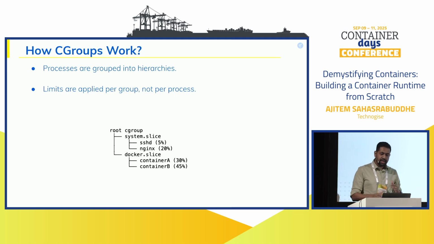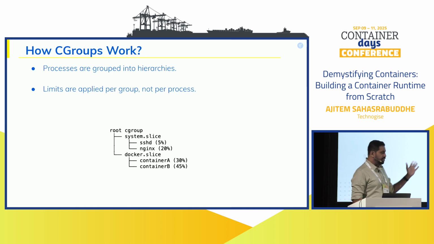The limits are applied per group and not per process. So if you have a cgroup slice and you have, say, 5 processes in it, all the resources and all the limits will apply collectively to those 5 processes, and it won't be per process in that group.